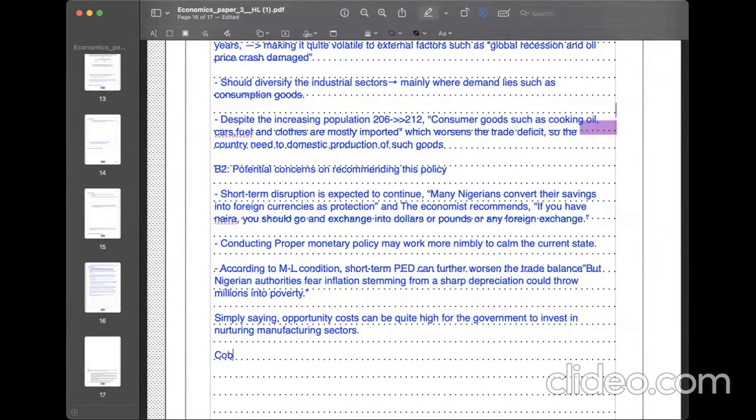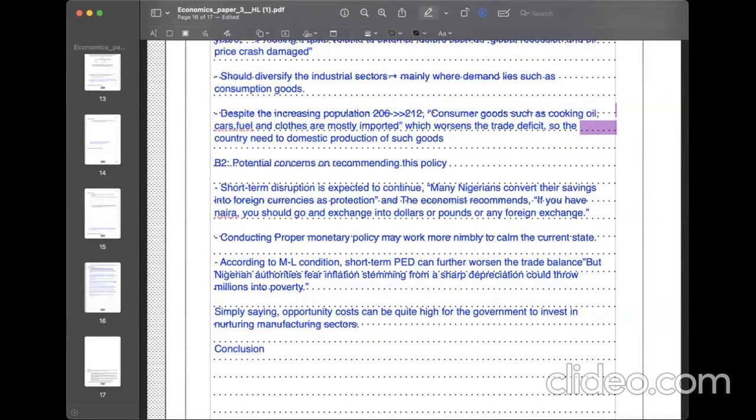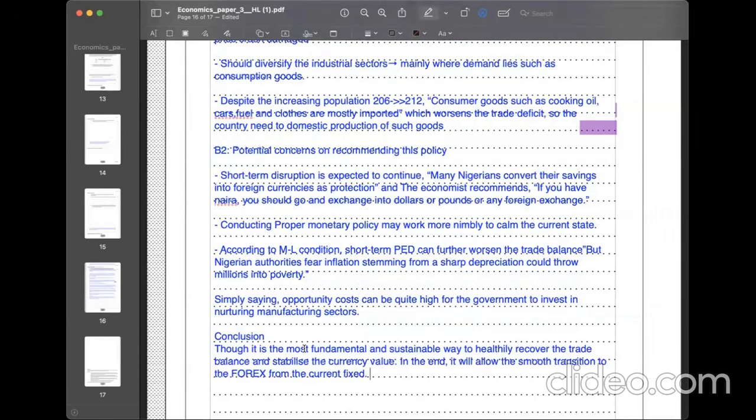Conclusion? Do I still recommend? Yes. Yes, I do, because even though it has some concerns behind, I believe this policy, the supply-side policy of making the domestic industry more competitive, is the most fundamental and sustainable way to healthily recover the trade balance and stabilize the currency value, which is the Naira value.